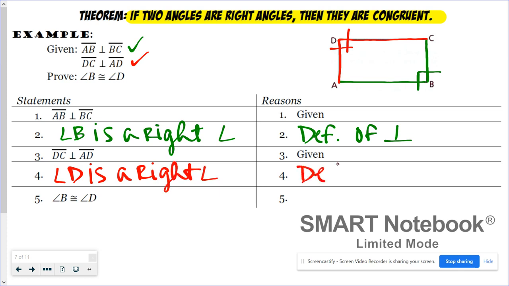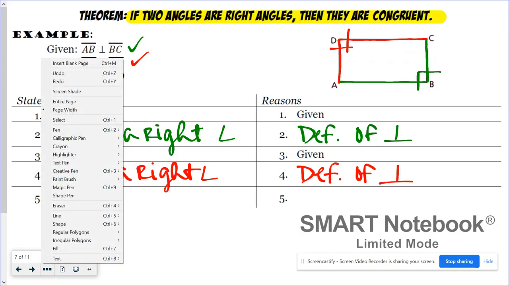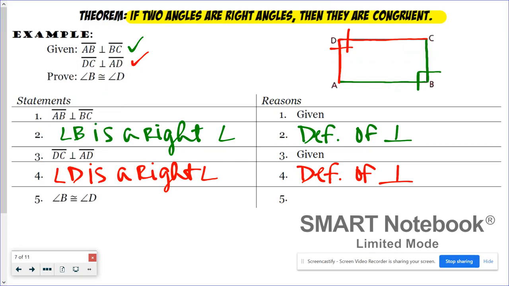For the reason, definition of perpendicular. So we've gone through all of our given information, okay? We're trying to prove that angle B is congruent to angle D, which means angle B must be part of our proof, and angle D must be part of our proof. Angle B is in our proof, because we said angle B is a right angle. Angle D is also in our proof for the same reason. So why are these 2 angles congruent?